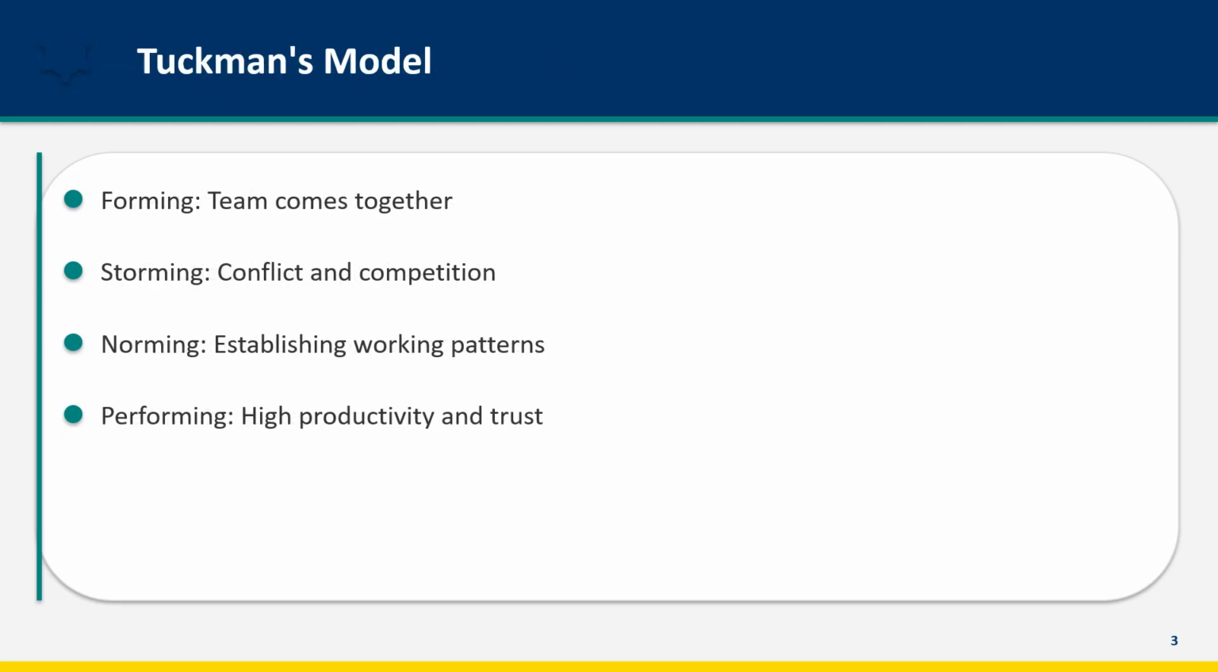Forming is when the team first comes together. People are polite but uncertain. Storming is when conflict emerges. Personalities clash, roles are contested, and frustrations surface. Norming is when the team establishes working patterns. Norms emerge about how things get done. Performing is when the team achieves high productivity and trust. They work together effectively. Teams don't skip stages, but they can move through them faster with good leadership.